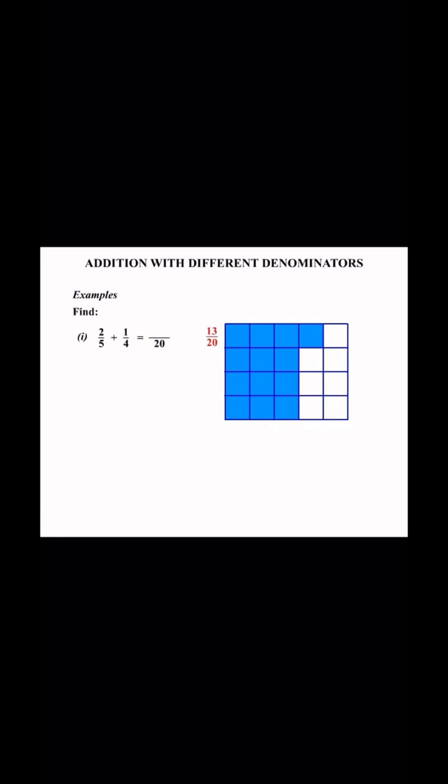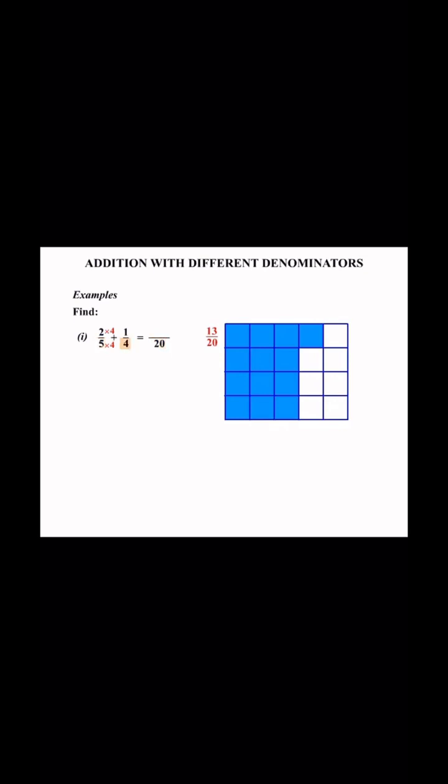What about if we don't want to draw a diagram, which of course we don't in most cases? What we need to do is look at the 5. How have we changed that to 20? To change the 5 to a 20, we multiply by 4. So what we do to the bottom, we do to the top.